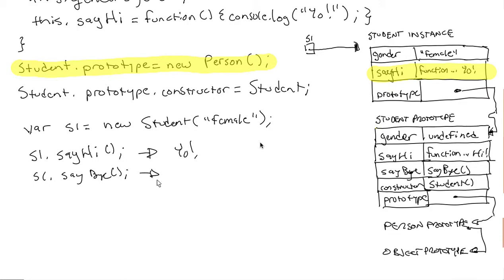And then we're going to invoke the sayBye method on student. We'll look at the student instance first, and it's not in the student instance, and then we'll go down to the student prototype, and we'll search for sayBye there, and it turns out we find it. It's right here. So it invokes the sayBye method, which is going to say bye. Okay.